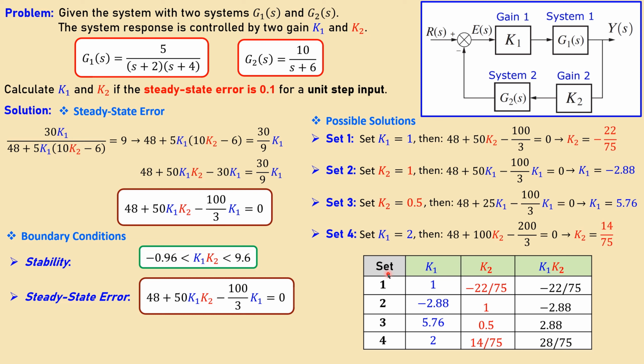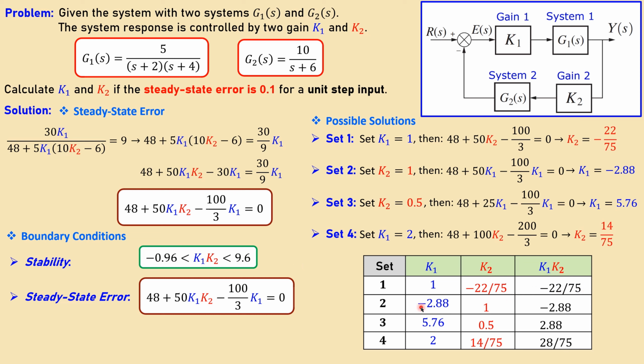Let's see for set 1. This times that, of course. So K1 times K2, again the same, minus 22 over 75. If you do that, minus 22 over 75 will give you almost 0.293, which is larger than that one. So I do satisfy the condition for stability for set 1.